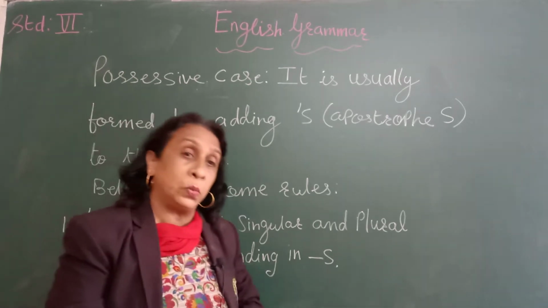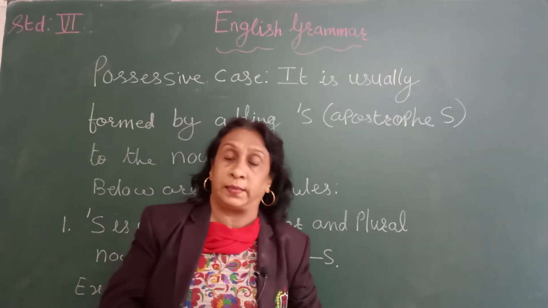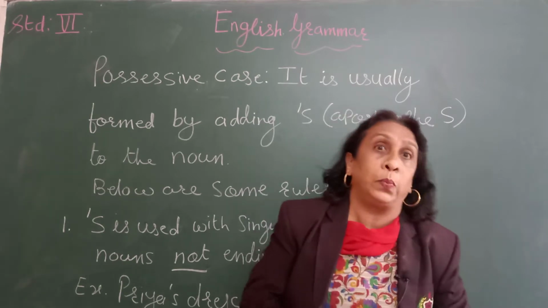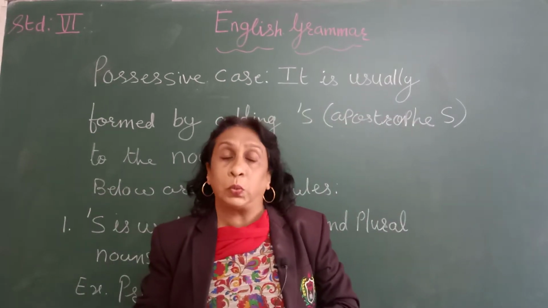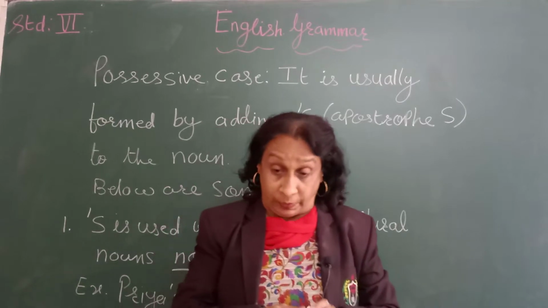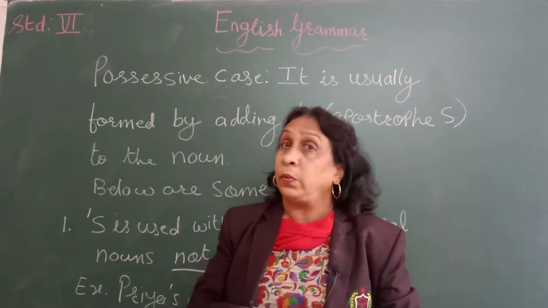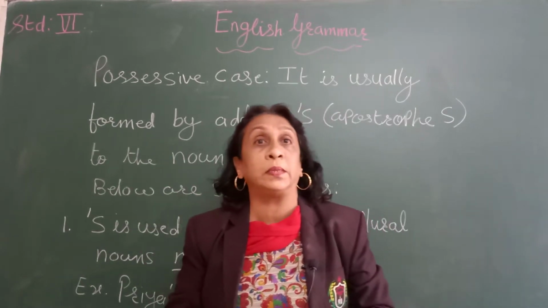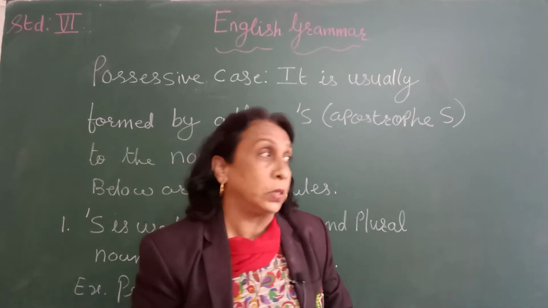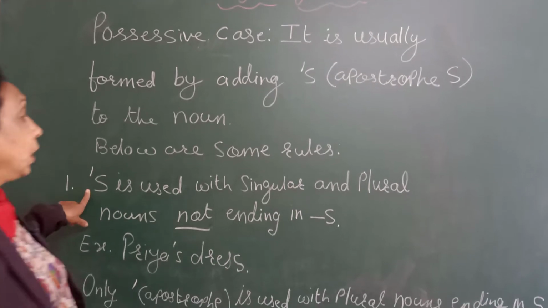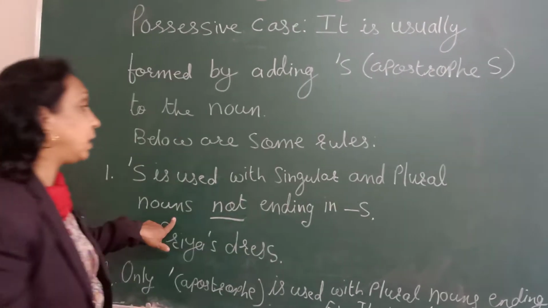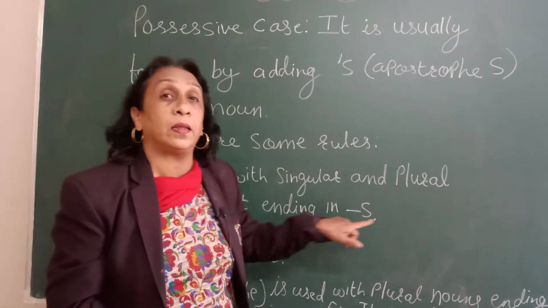Now there are certain rules where apostrophe s is added. Sometimes we add it after the noun, sometimes we add it after the s that is there. So there are certain rules, and one by one we will go through them. You can copy this in your notebooks also. So now look here first. The first rule is what? Apostrophe s is used with singular and plural nouns not ending in s.